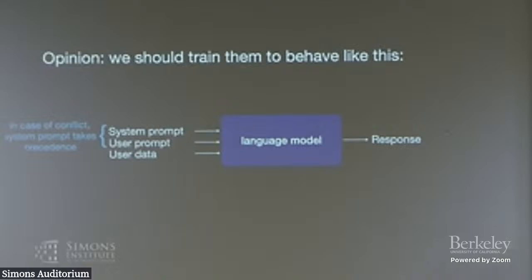All right, and then I see some hands up, and so yes. So I know that OpenAI APIs expose, the API that exposes to developers separate system prompt and user prompt. That's right.